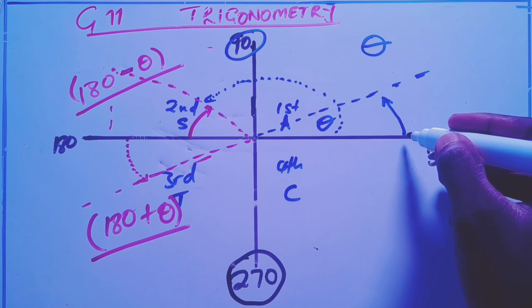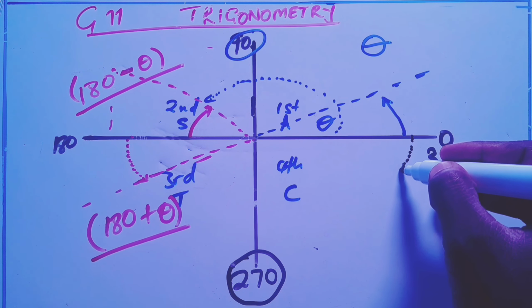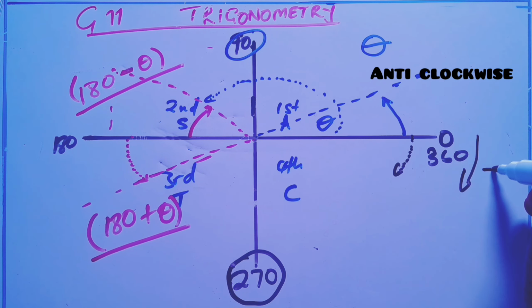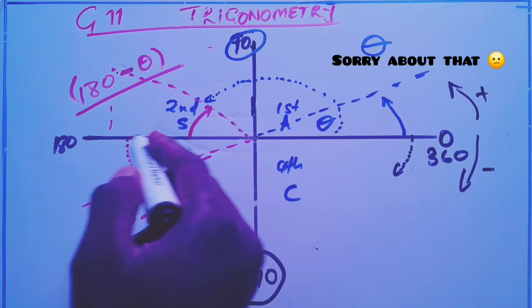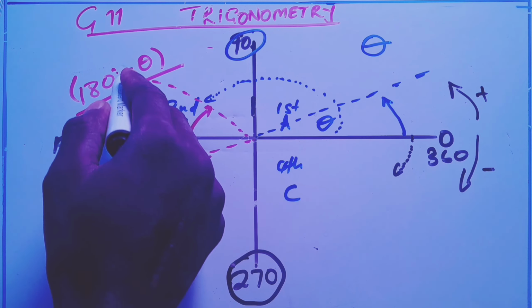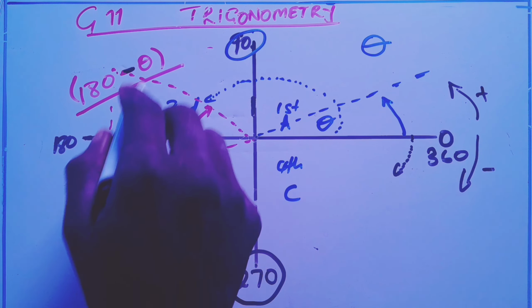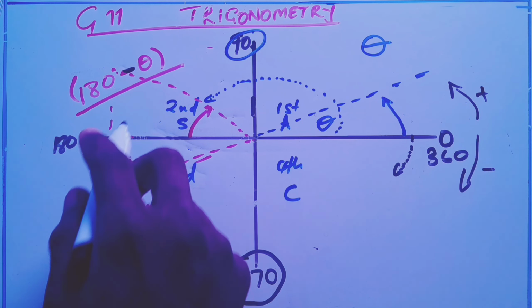So when you get to the line 360 and we are trying to move backwards, don't forget that I said moving anti-clockwise we add, and moving clockwise we subtract. That's why when you go to the line 180 and we're trying to move backwards, we said minus, because moving backwards is subtracting, or moving in the clockwise direction is subtracting.